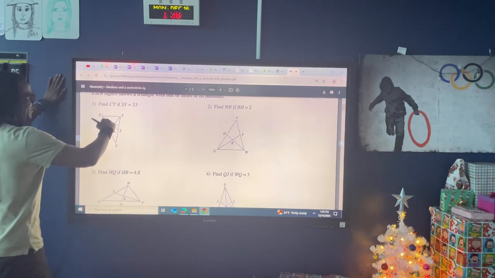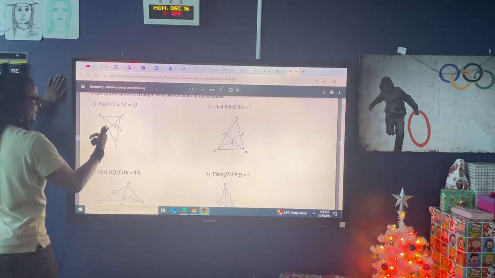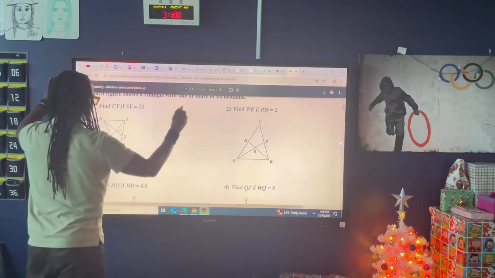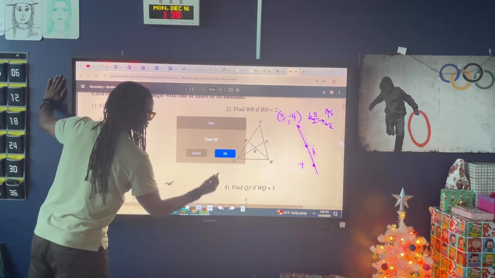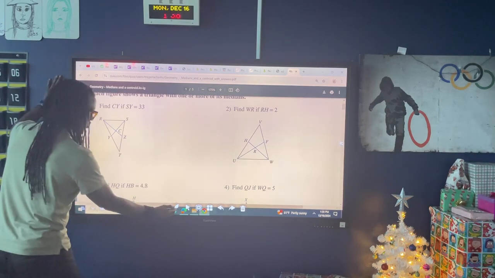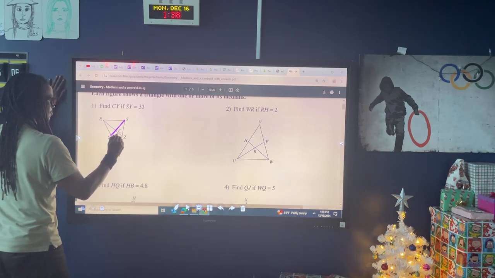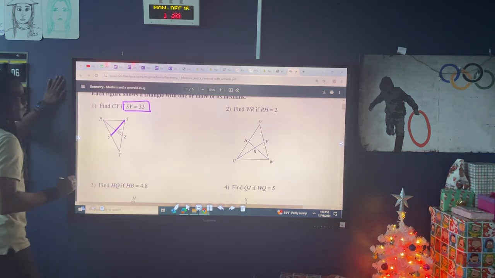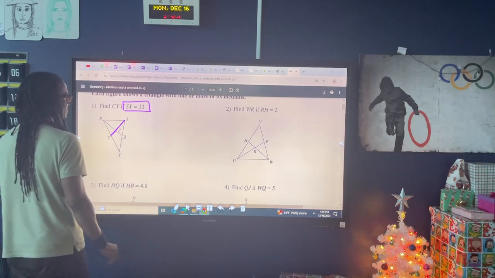So we've got to find CY, but they gave us 33 on this entire length. So the whole thing is 33, and this is a triangle. Can y'all see that? Alright, so it's 2/3, so do you multiply, or no, you divide? We need CY.